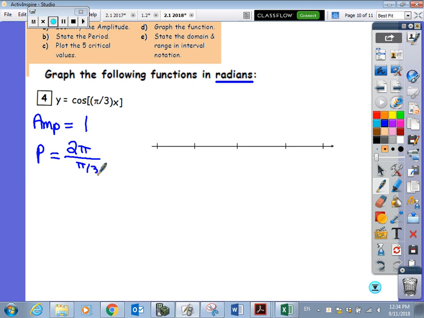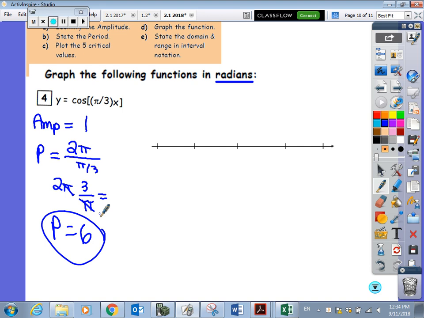So can you plot 2 pi over pi over 3? No, you can't divide fractions. You have to multiply by the reciprocal. So what do you get for the period? 6 pi? 6? Oh yeah, you do get 6. It is 6, correct. Just 6. Pi divided by pi goes away.